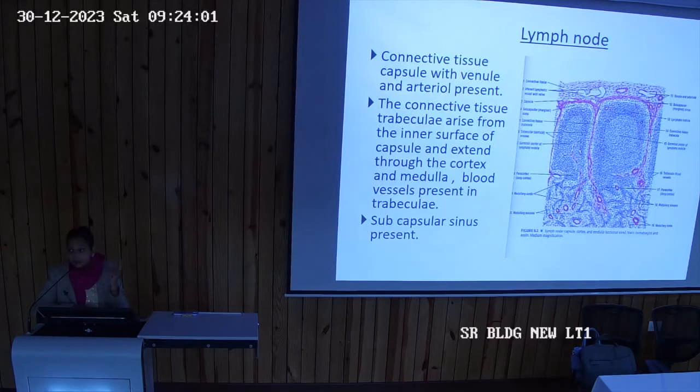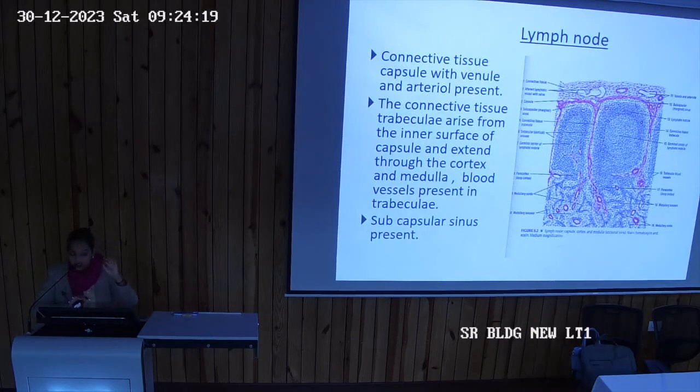This is medullary sinus. So in medulla there is medullary cords and medullary sinuses. In the cortex there is lymphatic nodules and trabecular sinus, and above the cortex there is subcapsular sinuses. Okay, so these are the key features.